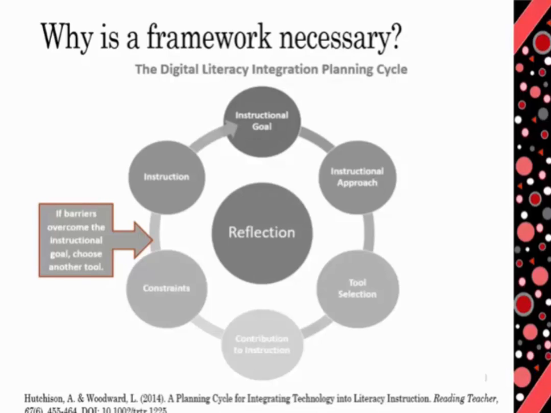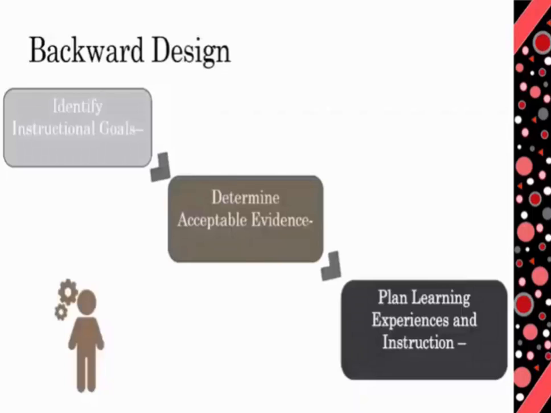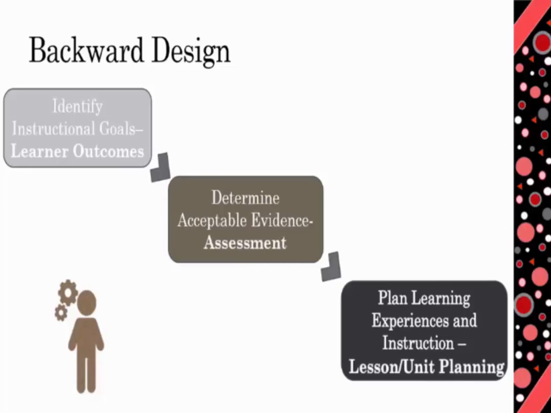Here's a snapshot of the research-based framework we suggest. In a moment, we will take a brief look at each of the 7 steps involved in effective integration, but first, does this framework remind you of another process you are using to create your lesson and unit plans? If you guessed the process of backward design, you would be correct, although the framework for digital literacy integration builds upon backward design's 3-step process of identifying desired results, learner outcomes, determining acceptable evidence of learning via assessment, and planning learning experiences and instruction by lesson planning and unit planning.